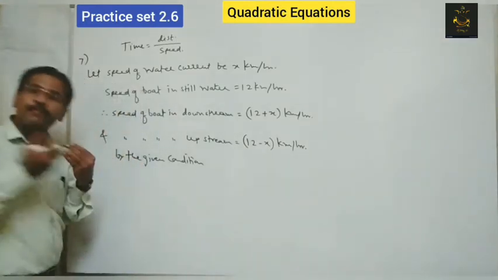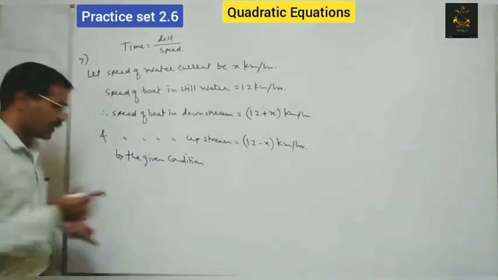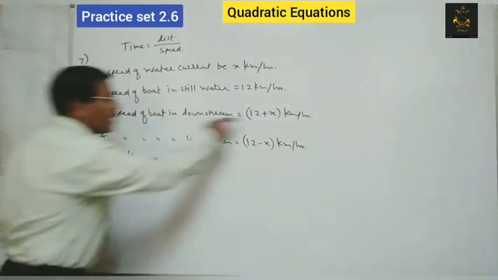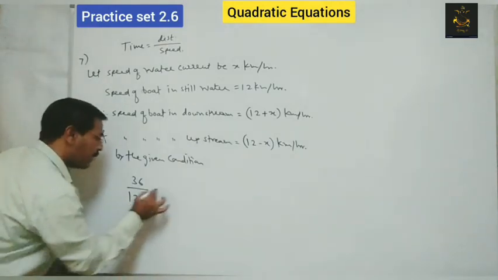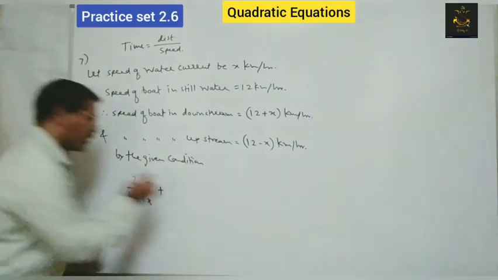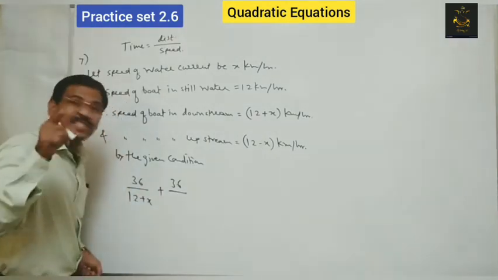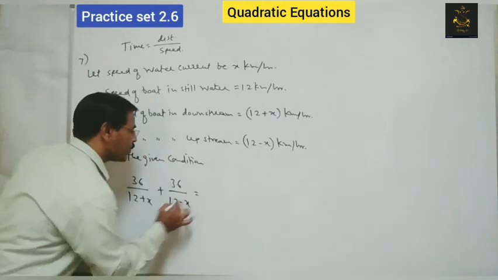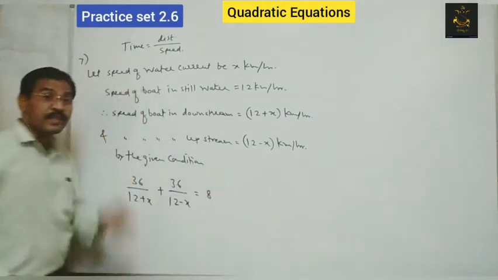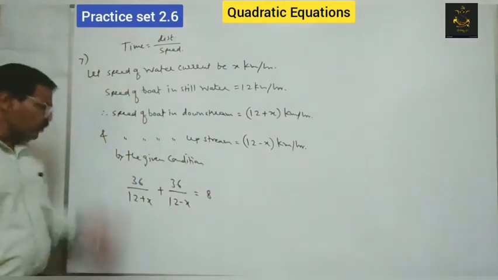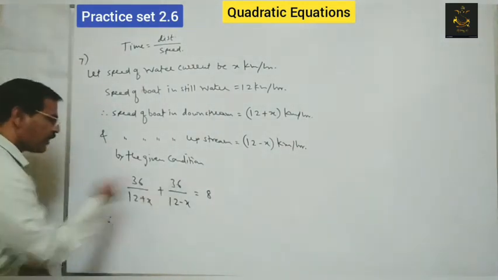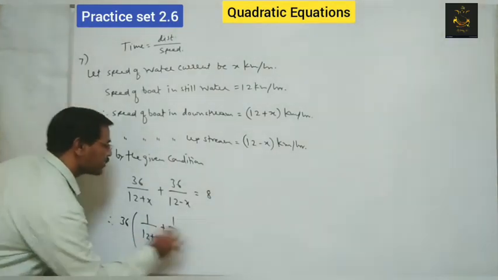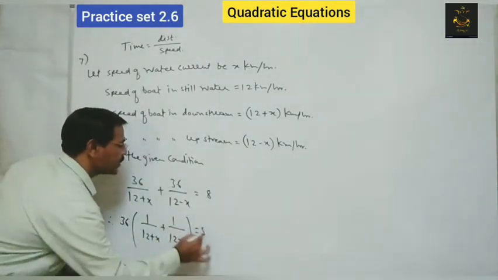Downstream, again coming to the same spot, the distance is 36. Distance upon speed, but in downstream, plus again coming to the same spot, meaning 36, but with which speed? Upstream, meaning 12 minus x. For that, he takes 8 hours. This is the equation. Now try to verify this. I take the 36 common: 1 upon 12 plus x plus 1 upon 12 minus x is equal to 8.